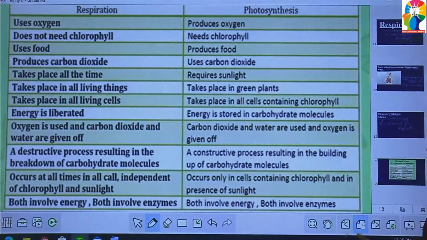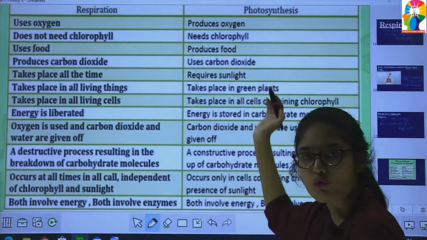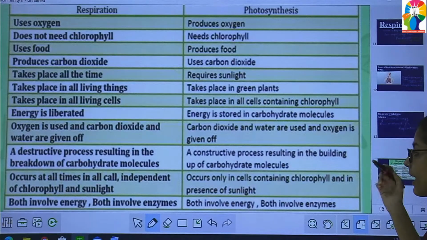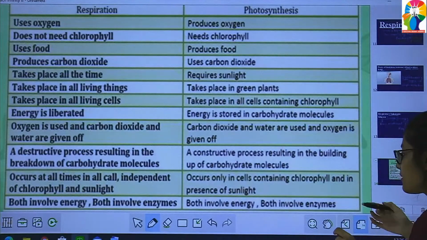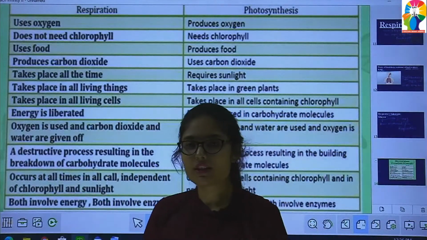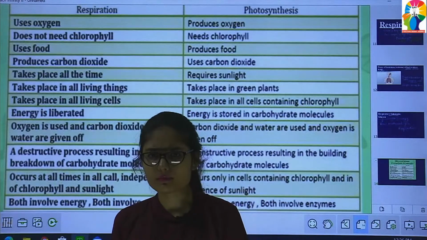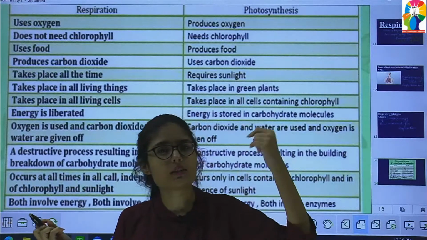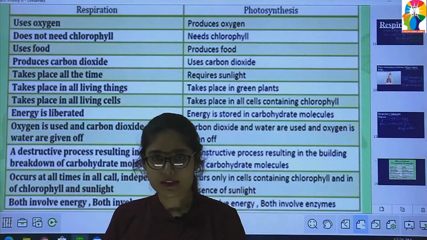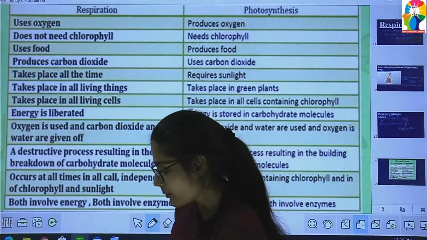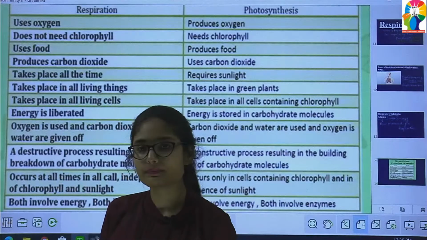Okay. Now there is one common thing in respiration and in photosynthesis. What is it? Both involve energy, both involve enzymes, ठीक है? Both involve energy and both involve enzymes. So energy we all know what it means, ठीक? दोनों को ज़रूरत है food की, respiration is also about the energy and photosynthesis is also about the energy, ठीक? Now what is the enzyme? What do enzymes do? Now tell me, what are enzymes and what do they do?